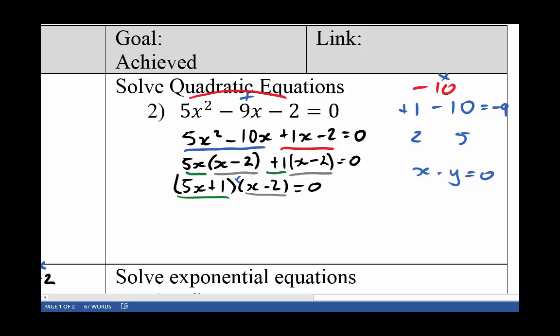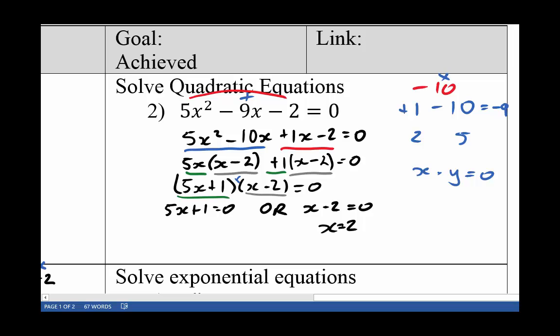So what I can do is say, if both of these things multiplied together equal 0, then either 5x plus 1 equals 0, or x minus 2 equals 0. And this is exactly how you solve it, okay? So I'll do the easier one first. If x minus 2 equals 0, what minus 2 gives me 0? Well, 2 minus 2 equals 0. So x would equal 2.